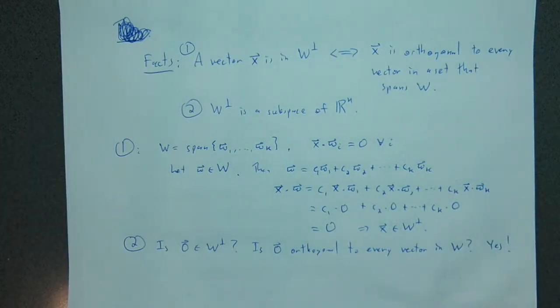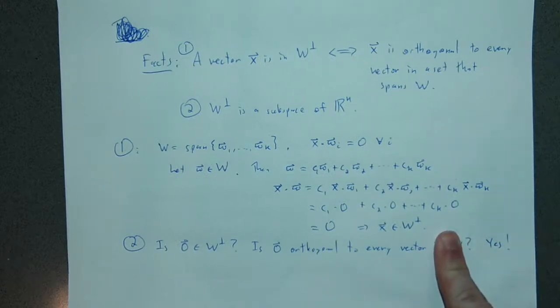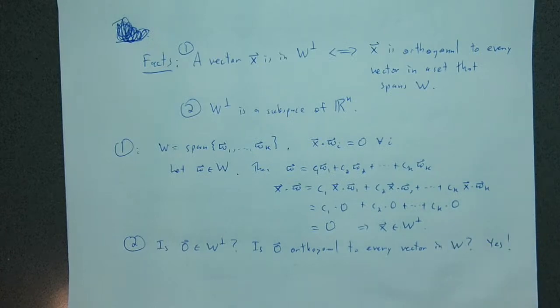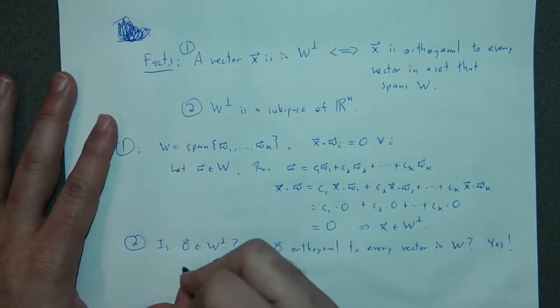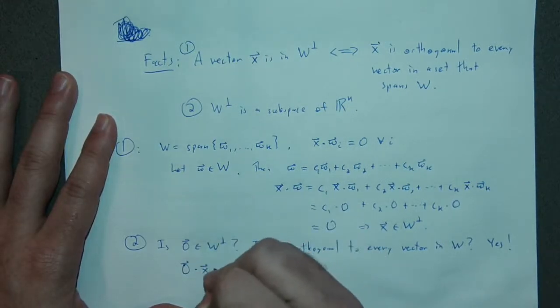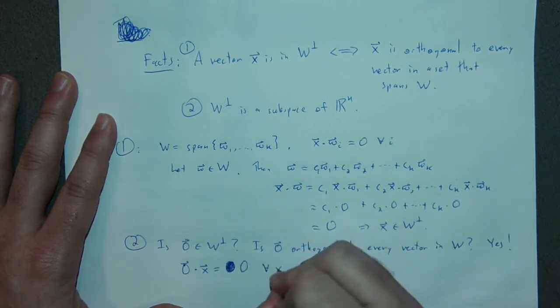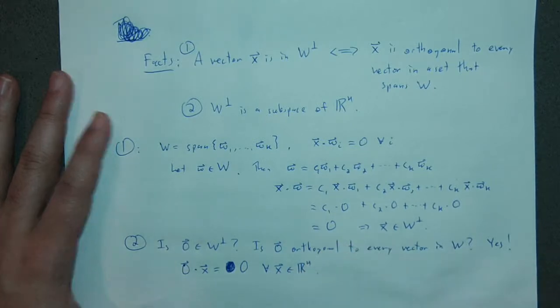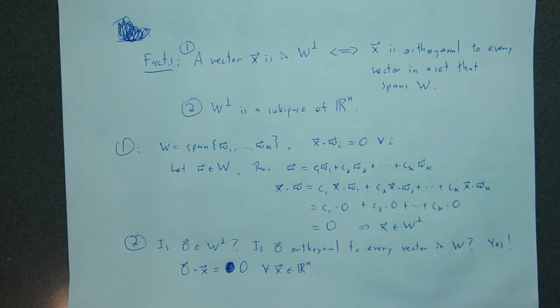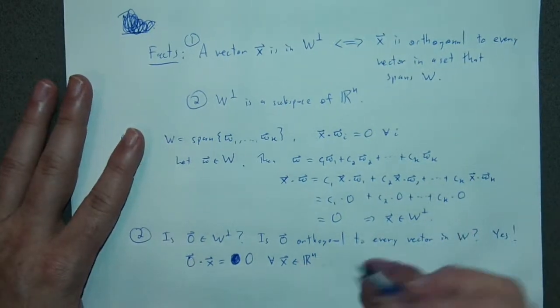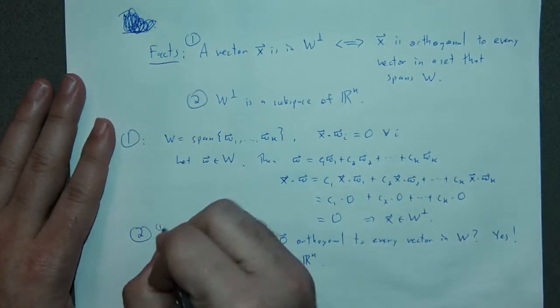Yes, it is. The 0 vector is orthogonal to every vector in any set, always. So the answer is yes. Is 0 orthogonal to every vector? Yes. 0 dotted with any vector x is 0. It's not the 0 vector, it's the number 0, for all x in Rn. So this is true for any vector. The 0 vector is orthogonal to everything, so W perp contains 0. That's the first thing we have to ask.